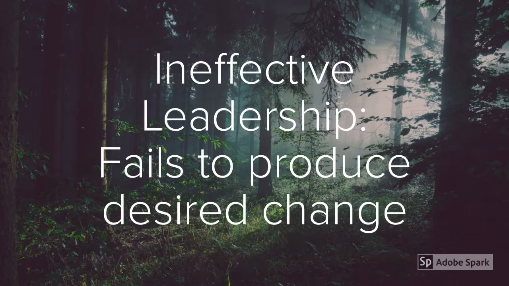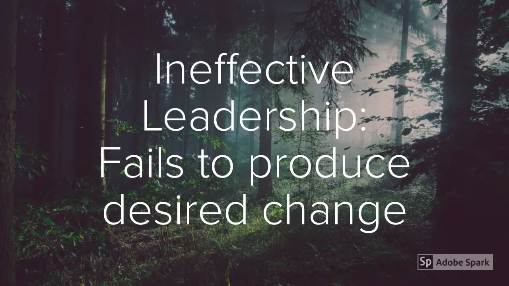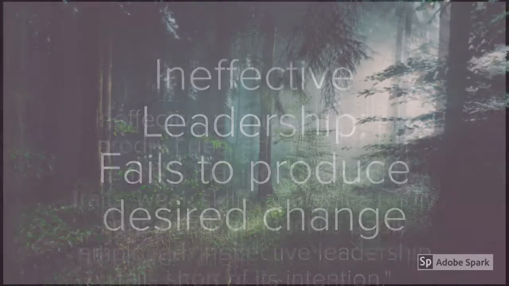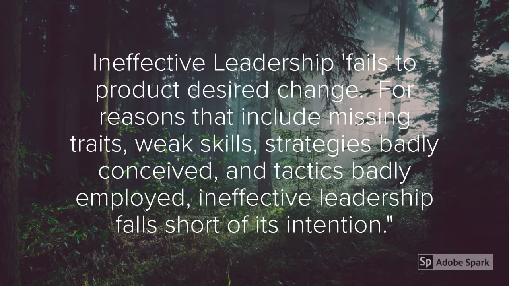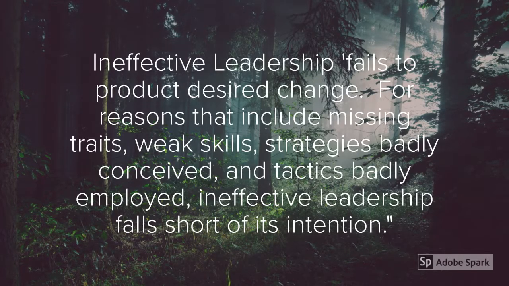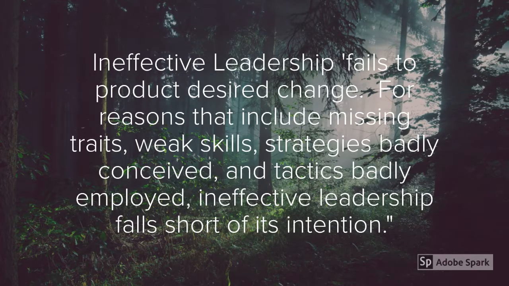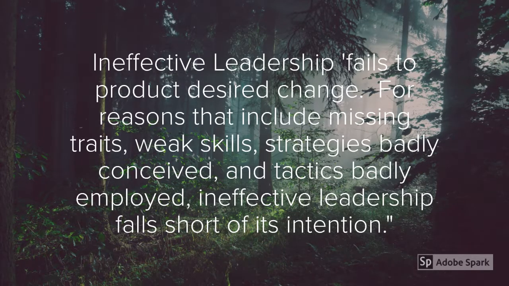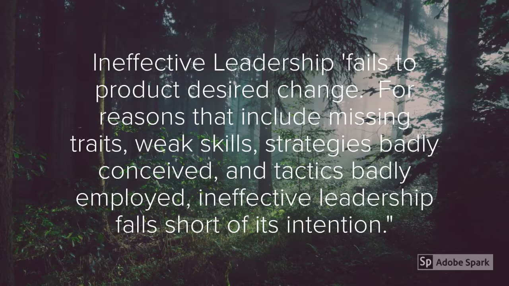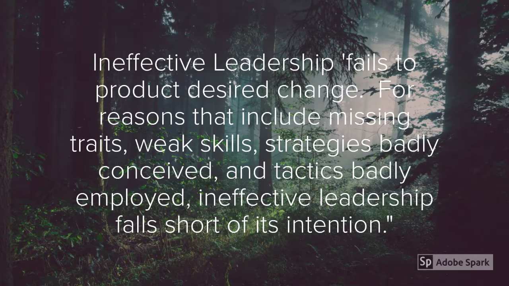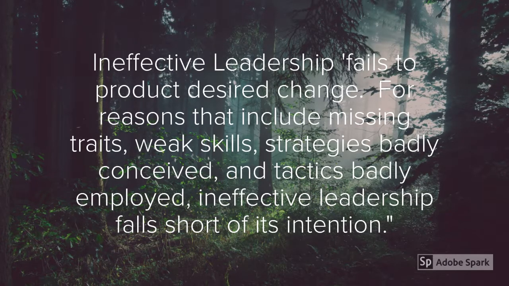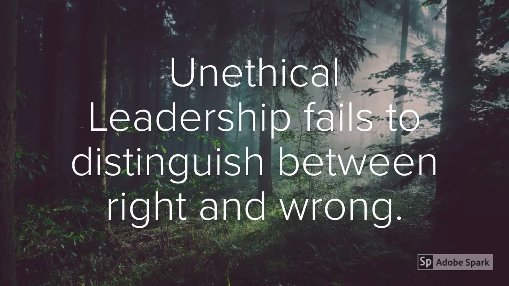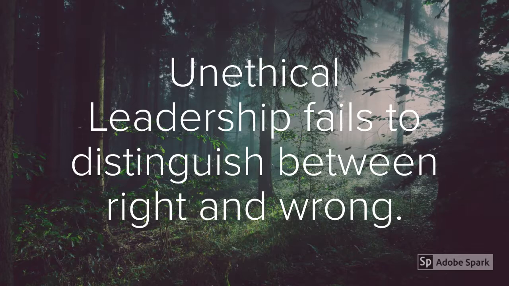Barbara Kellerman wrote a book in 2004 called Bad Leadership: What It Is, How It Happens, and Why It Matters. According to this book, ineffective leadership fails to produce the desired change. For reasons that include missing traits, weak skills, strategies badly conceived, and tactics badly employed, ineffective leadership falls short of its intention. Unethical leadership, on the other hand, fails to distinguish between right and wrong.